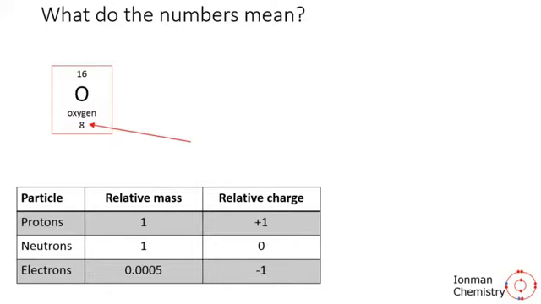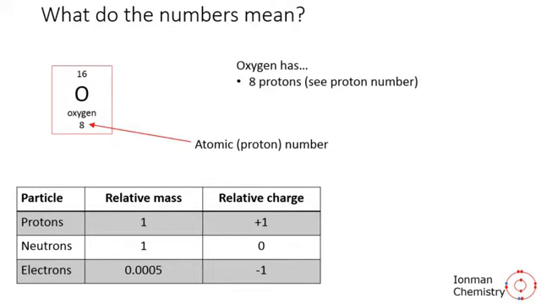Well, first of all, the 8 is pretty straightforward. When you get the periodic table in your exam, it will tell you that the bottom number is the atomic (proton) number, and that's a pretty good clue about what it's telling you. It's telling you the number of protons. So oxygen has 8 protons, and it's easy to work out because you just look at the number at the bottom. But we can also work out the number of electrons and the number of neutrons from the table as well.